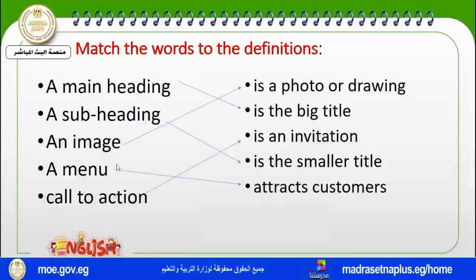And sure, a flyer about a restaurant contains a menu because the menu attracts customers or people to go there to know what's there and what they would like to eat. If you like fish, the menu will show fish. If you like meat, the menu will show meat. And the call to action is an invitation which asks you to go and visit this place. These are the main parts of a flyer.